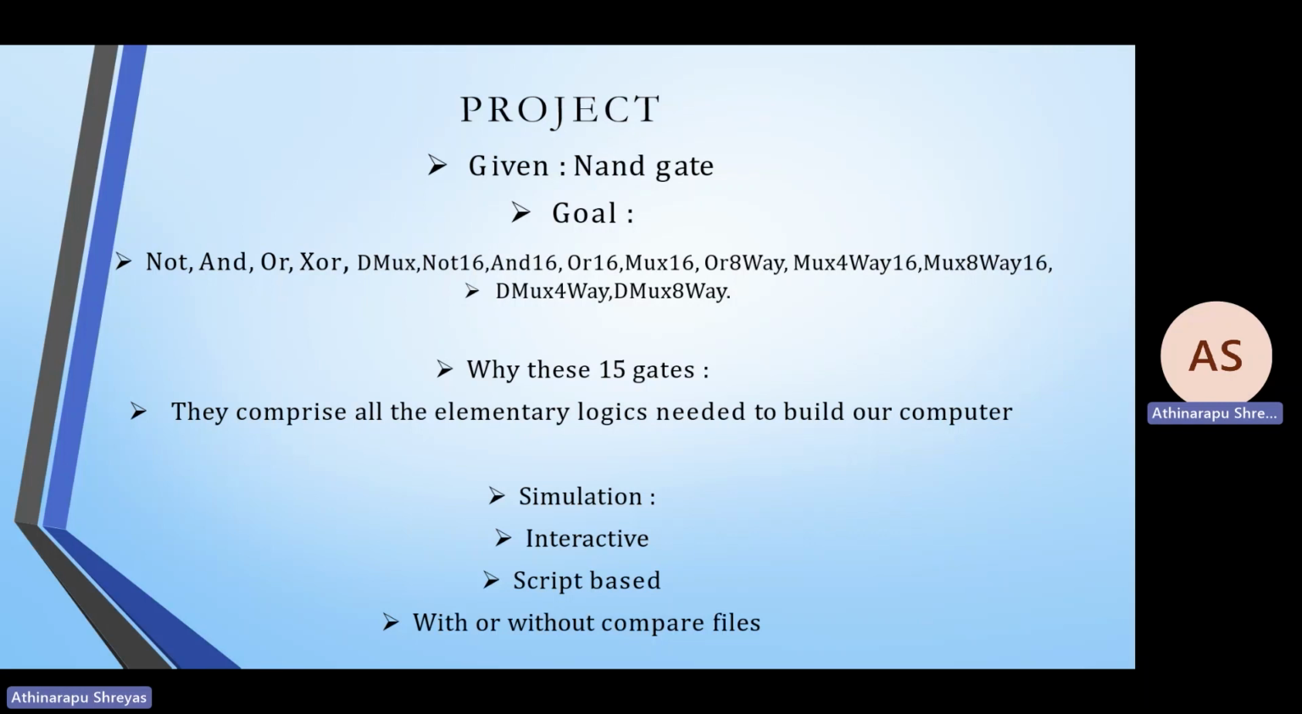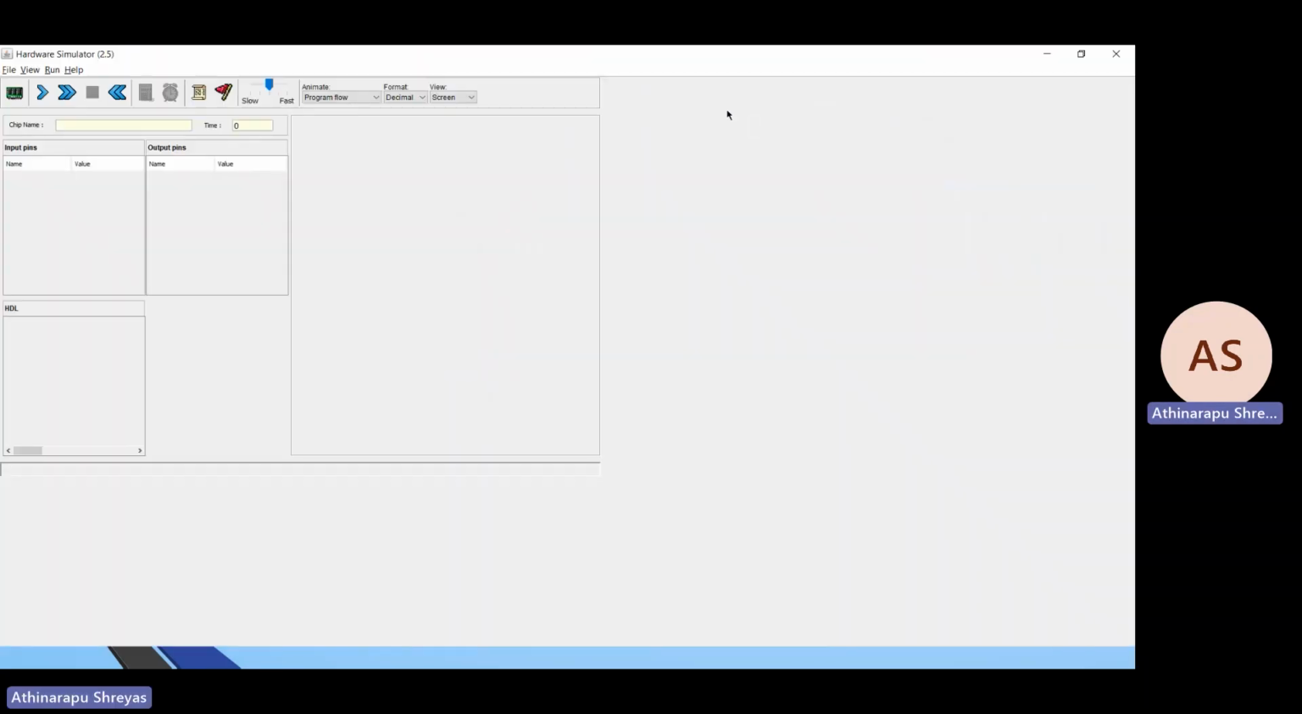Now moving on to the hardware simulator. As you can see, this is a hardware simulator, and there are three boxes here, which are input pins, output pins, and the HDL code. Here we'll be loading our HDL code in this section, and the output will be given here in the view section. So let's start with the AND gate.